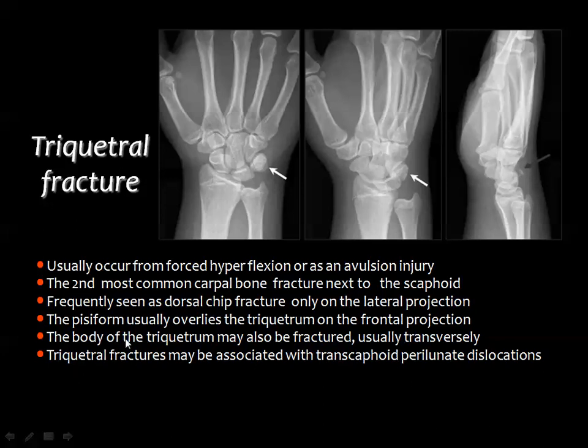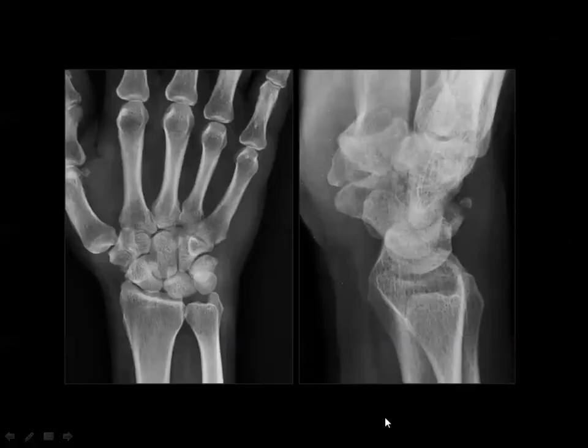The body of the triquetrum may also be fractured, and this is perfectly seen by the CT scan, and also the triquetral fractures are involved in this well-known type of dislocation, which is known as the perilunate dislocation. I will mention it in a moment. And in the frontal view, it's difficult to appreciate fracture of the triquetral bone. In the lateral view, you see this avulsion fragment of the triquetrum.